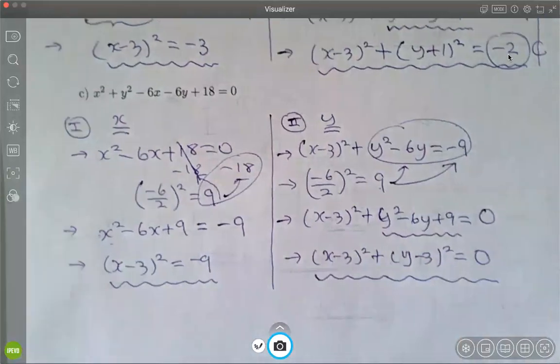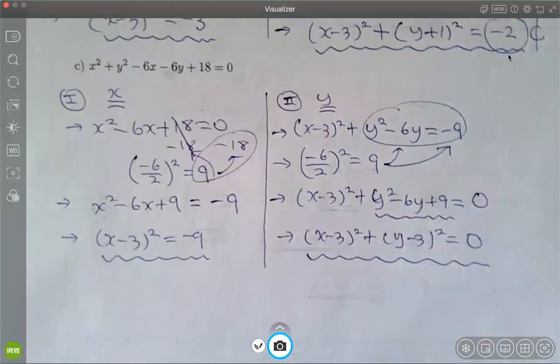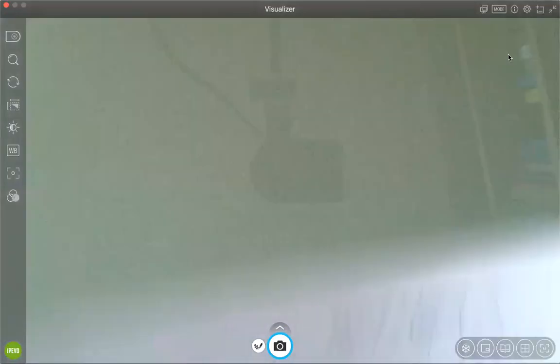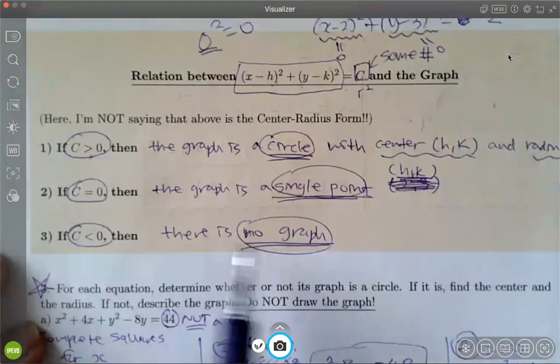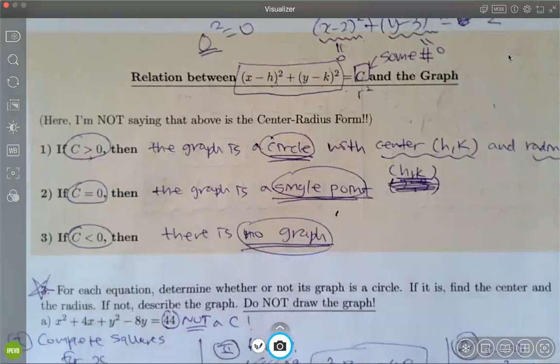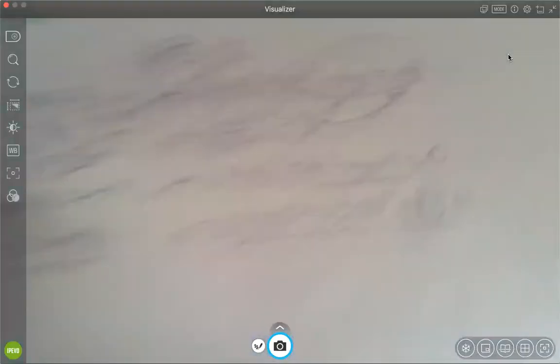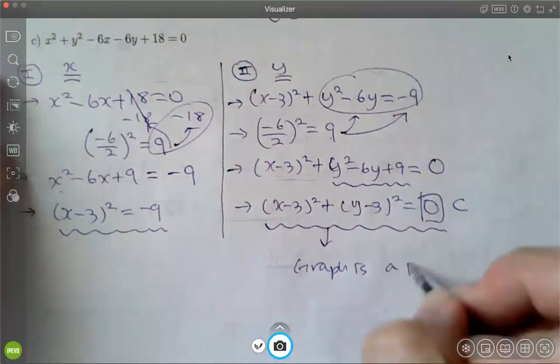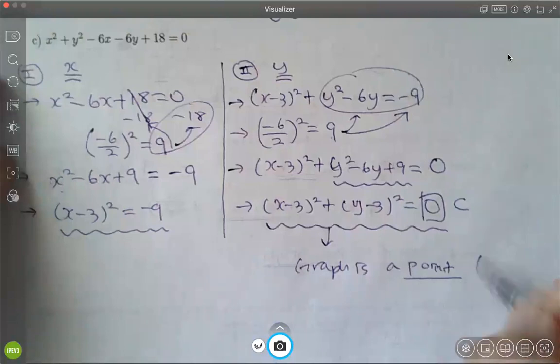Okay, so we have completed squares for x and y. What's the value of c in this case? 0. 0, right? That's the value of c. So what kind of graph do we have? A single point, and that's the so-called fake center, right? Still h and k, but it's the fake center. So what point is it? What's the coordinate of this point?